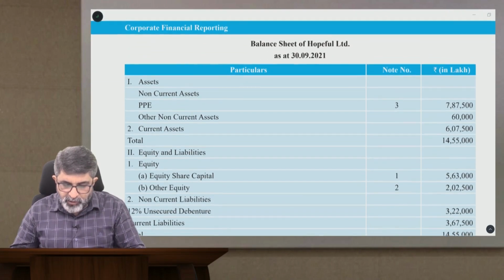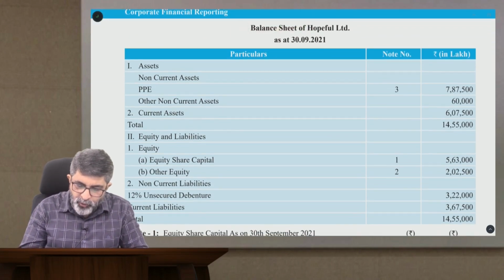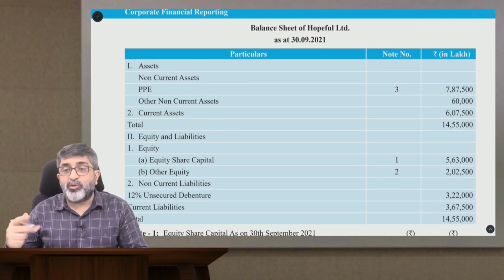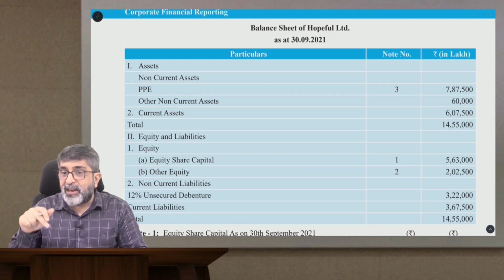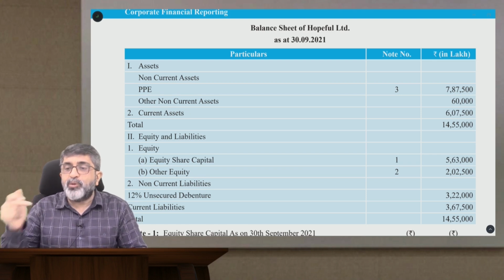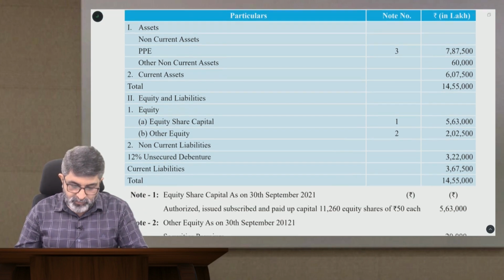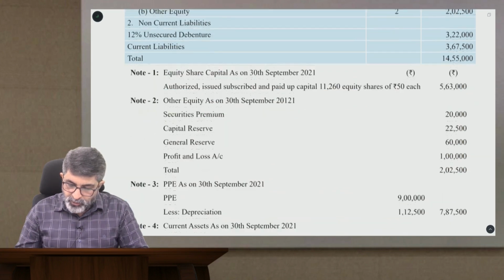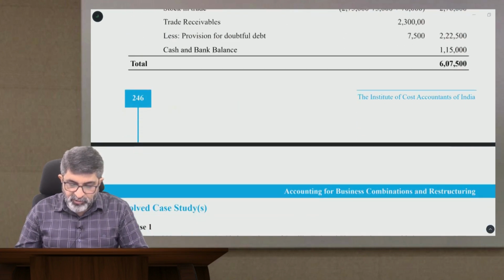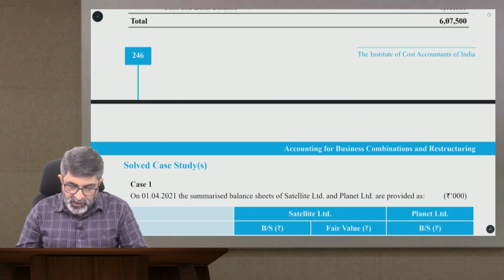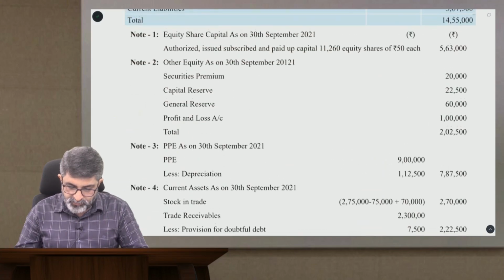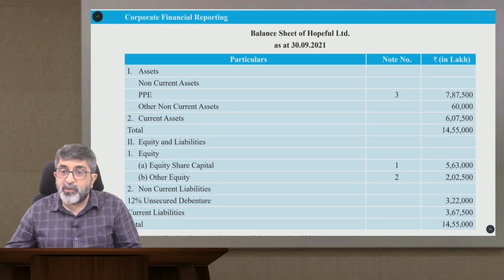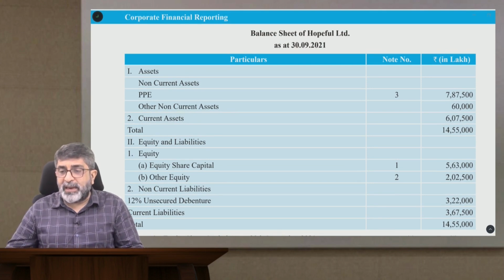That's all. Look at this balance sheet of Hopeful Limited. They did not write in the headings "and reduced". I strongly recommend that you should write balance sheet of Hopeful Limited and reduced. So they have given some supportive notes, and with those supportive notes you should be able to understand the entire content of the balance sheet.